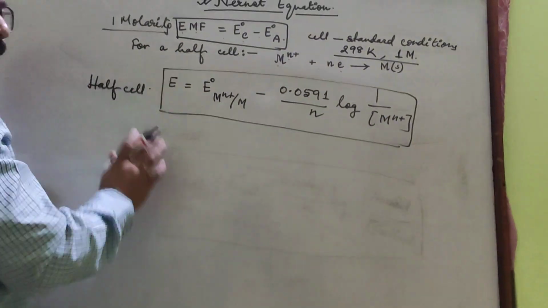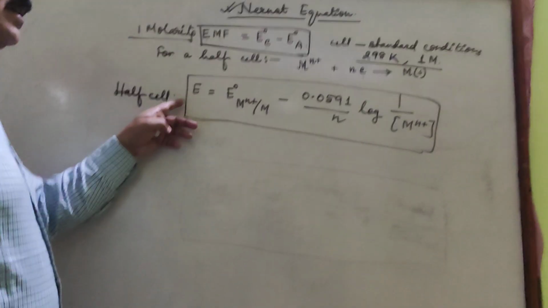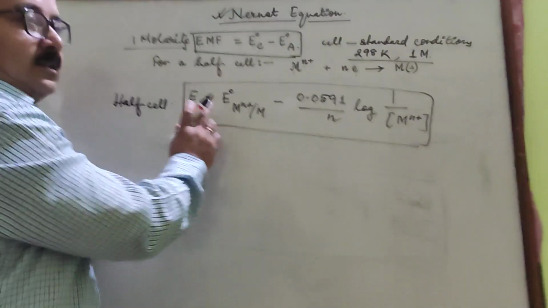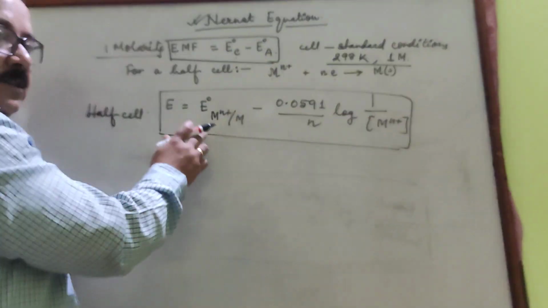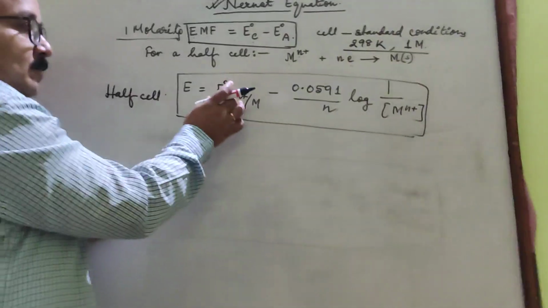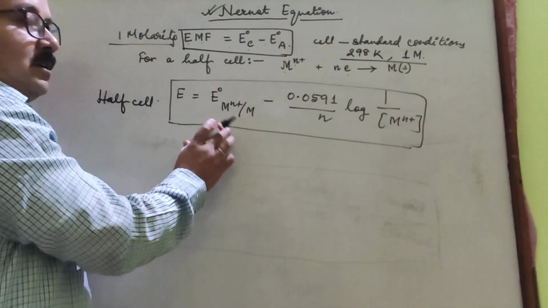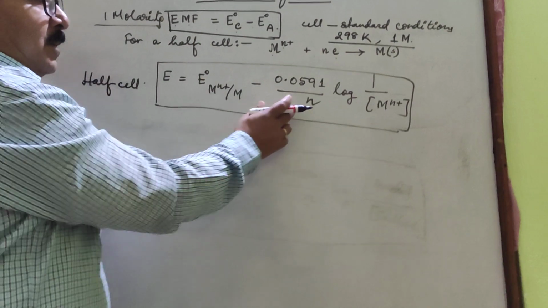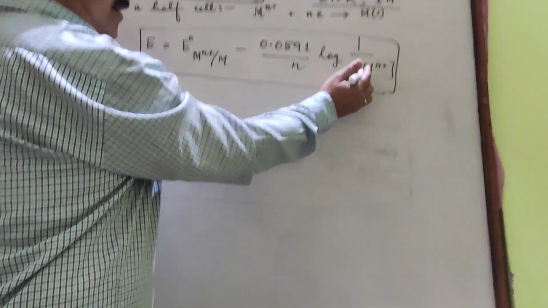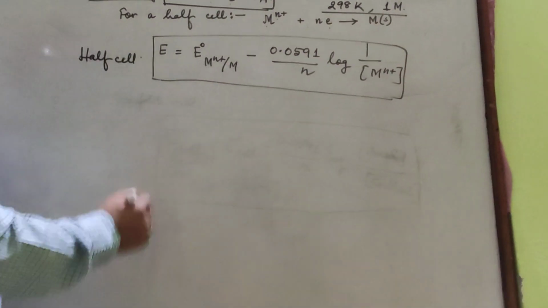Now, in this formula, E is the electrode potential at any condition. E naught is the standard electrode potential, that is standard reduction potential. You know that the electrode potential is always expressed in terms of reduction potential. n is the number of electrons gained and M^n+ is the concentration of the metal ion.